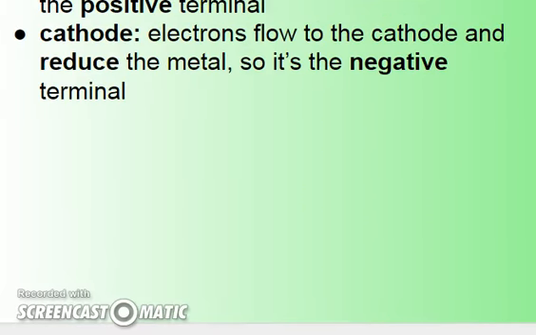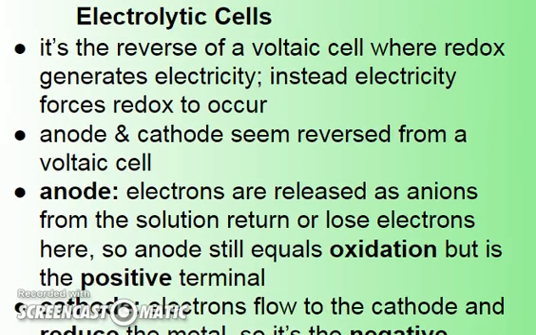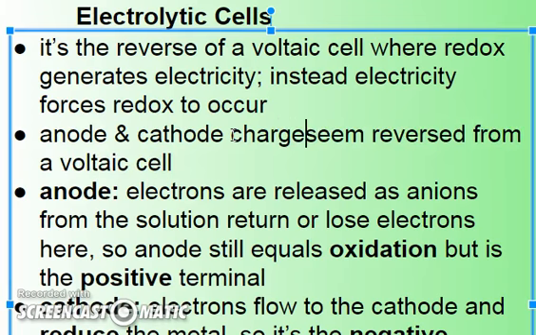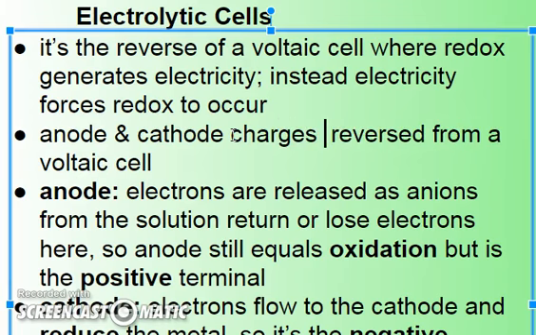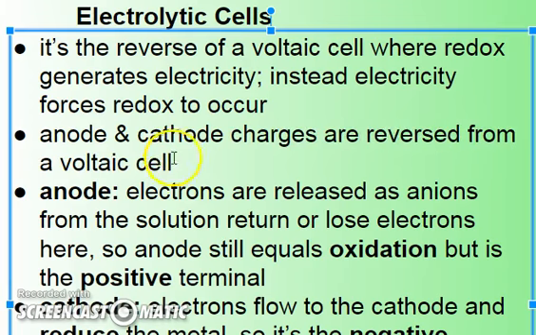So then, just summarizing again on this slide, it's the reverse of a voltaic cell. In a voltaic cell, redox generates electricity, and instead in an electrolytic cell, electricity is forcing redox to occur. The anode and cathode charges seem to be reversed from a voltaic cell, and I should just include that it's the charges. And it's not seems, they are reversed, but the same process is happening.